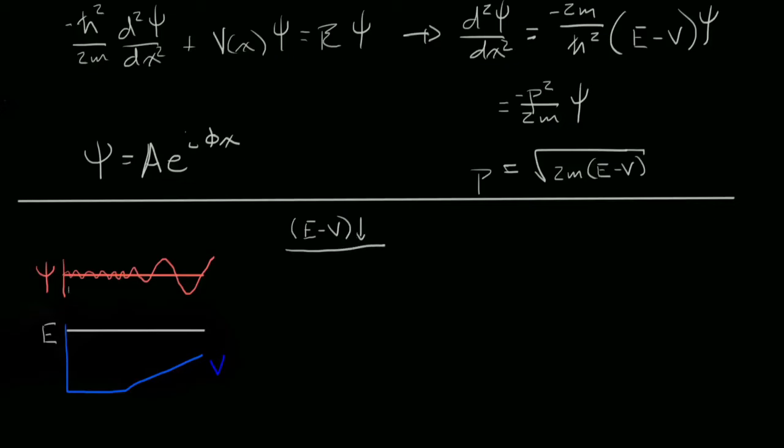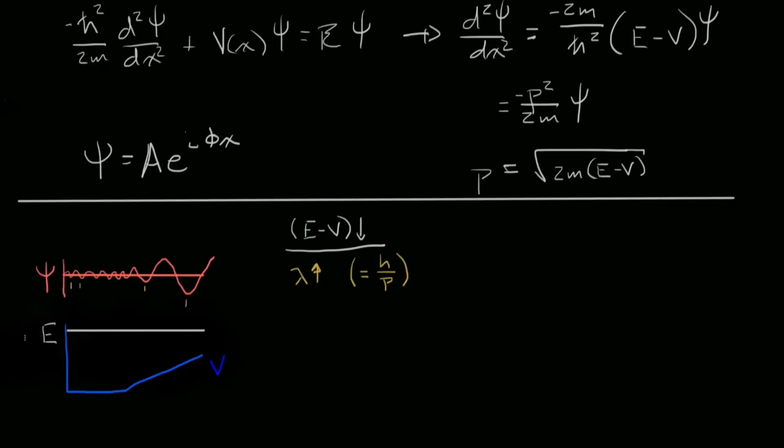First, let's take a look at the wavelength of the wave function. If we compare the wavelength before the slope of the potential function with the wavelength during the sloped potential function, we see that there's a big change. In fact, the wavelength goes up. And a quick reminder that the wavelength is inversely proportional to the momentum.